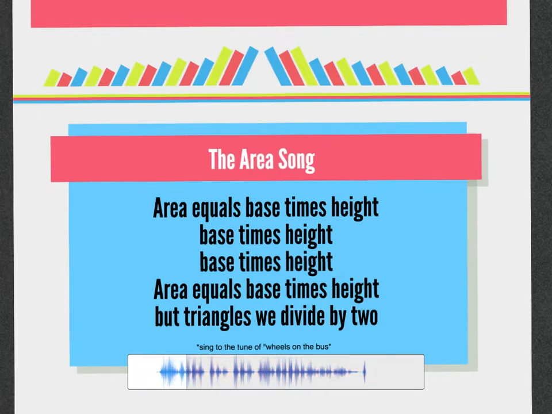Area equals base times height, base times height, base times height. Area equals base times height, but triangles divide by 2.